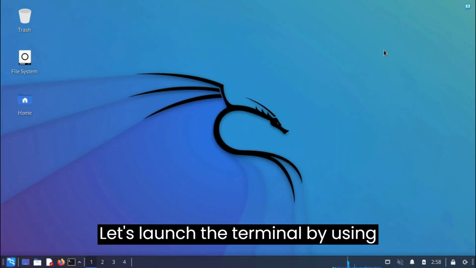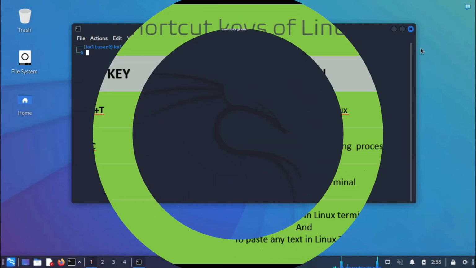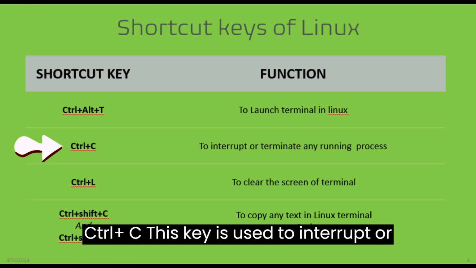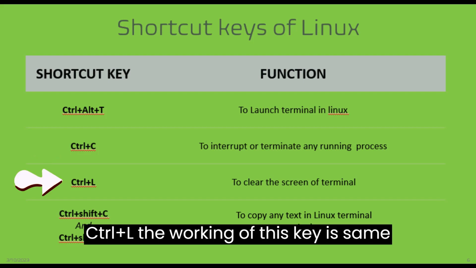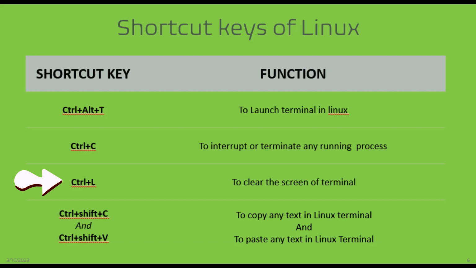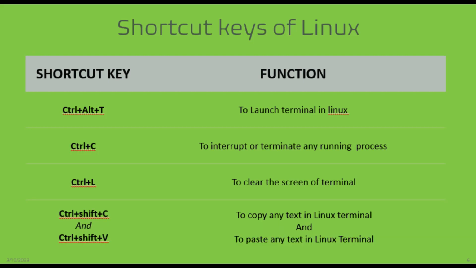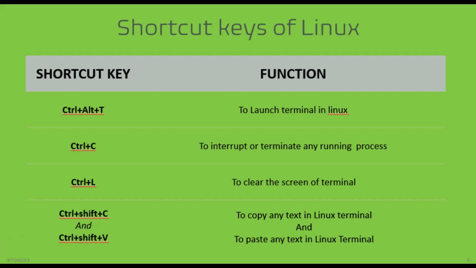Let's launch the terminal by using shortcut key, which is Ctrl+Alt+T. Ctrl+C. This key is used to interrupt or terminate any running process. Ctrl+L. The working of this key is same as clear command. It is used to clear the screen of terminal. Ctrl+Shift+C and Ctrl+Shift+V. These two commands are used to copy and paste any text in the terminal.